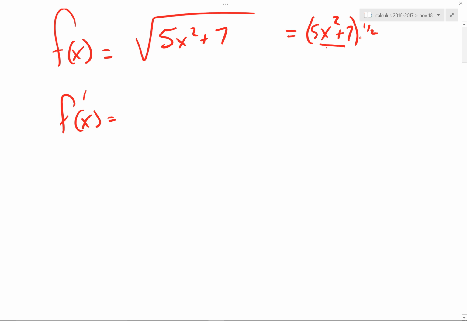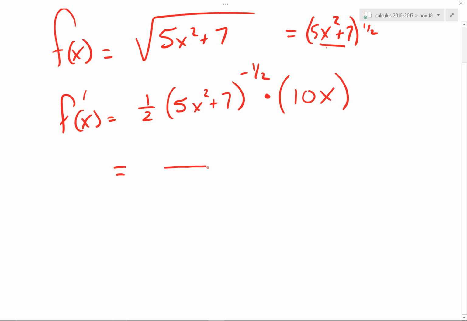So what's the derivative of the square root? It's 1/2 x to the minus 1/2, yes? Because that's a square root function. That's how we take the derivative of a square root. Times, what's the derivative of that inside piece? 10x. What about the 7? What's the derivative of 7? It's not a.